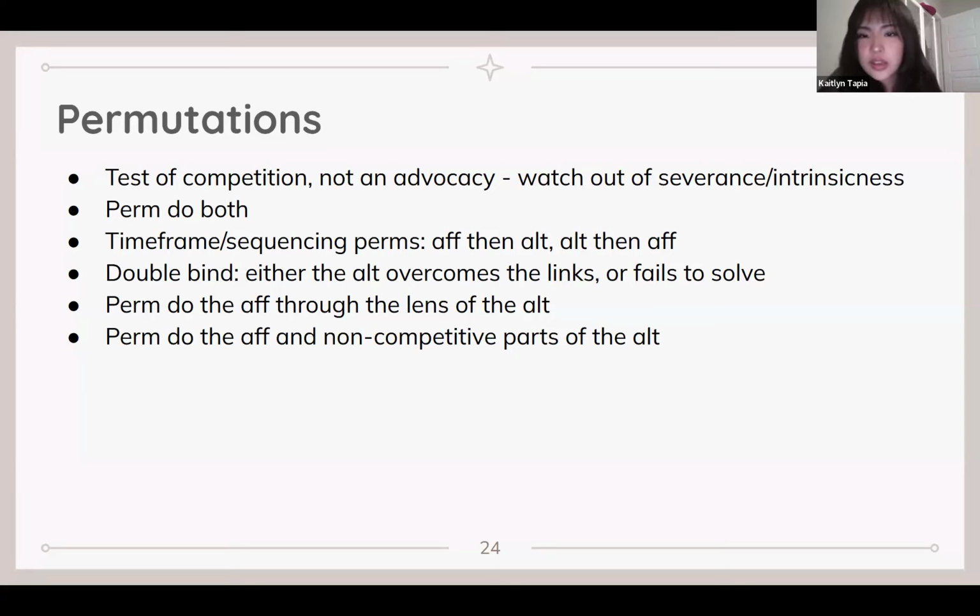The answer to most of these perms, other than perm do both when you're on the negative, is like, these are all severance or intrinsicness, which are voters for shiftiness, and the permutations all fail because we have a link, which proves that we compete, right? And so the permutations all come down more or less to whether or not the negative has a link to the AF. And if they have a link to the AF, then the perms are kind of cooked and none of them make much sense.